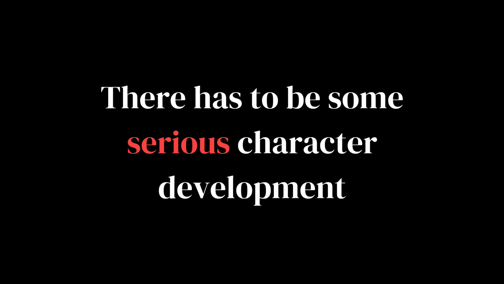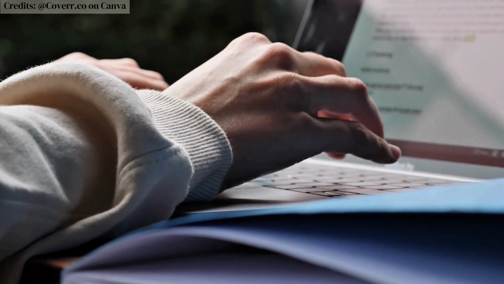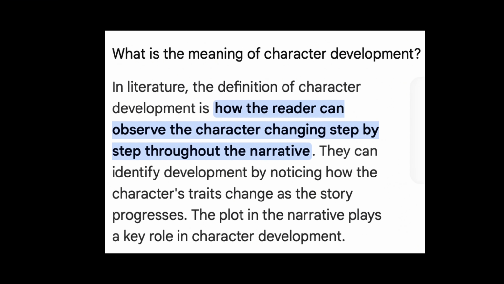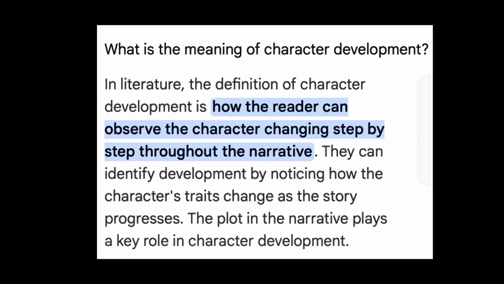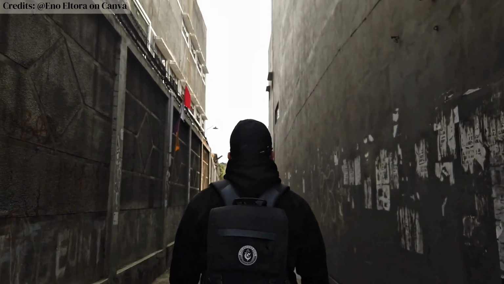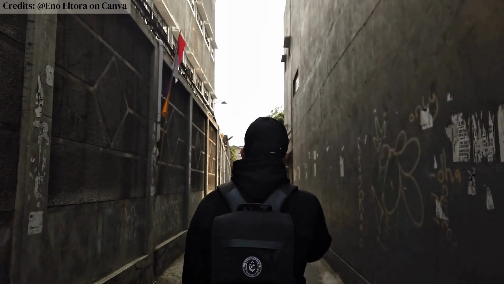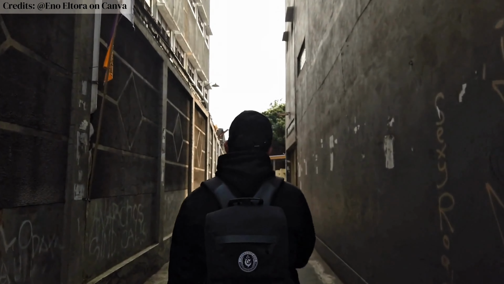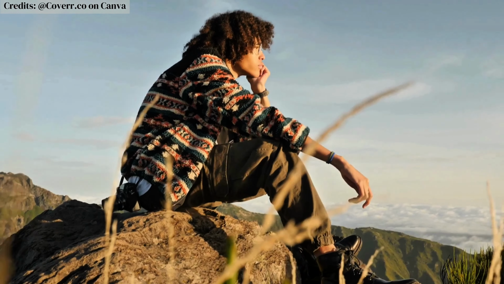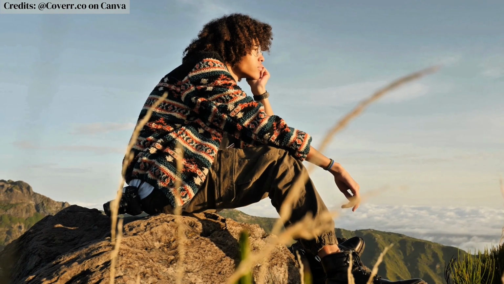There has to be some serious character development before you can entertain this thought, so always keep your character's background story in mind while writing them. Character development in fiction means that the reader can observe the character changing step by step throughout the narrative. This could be a character realizing the importance of something they already had before their journey started and which they kind of dismissed before, such as family or friends, for example. A character facing their beliefs and changing them during the narrative, or many other things. You can be really creative with this one.